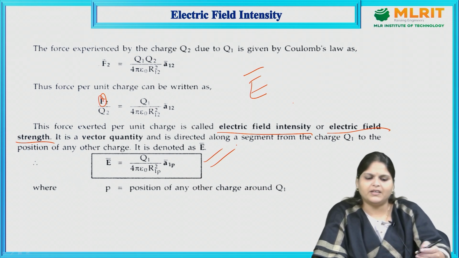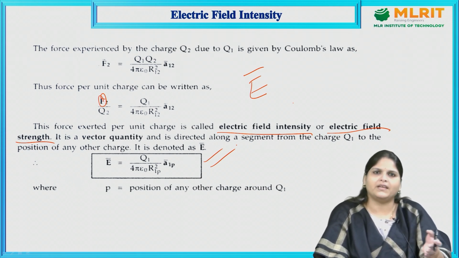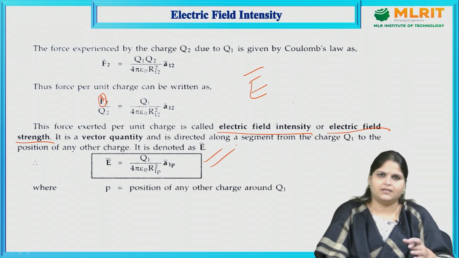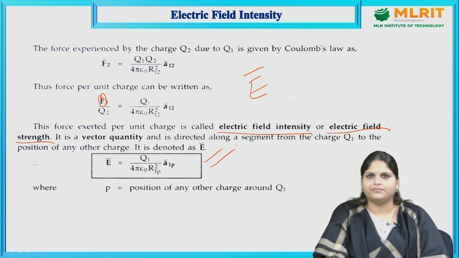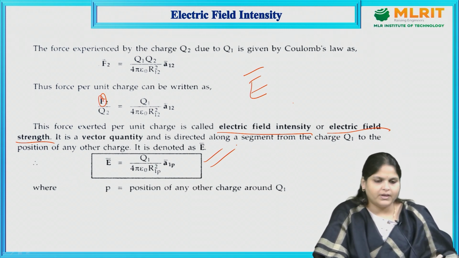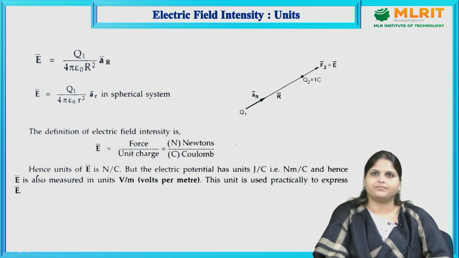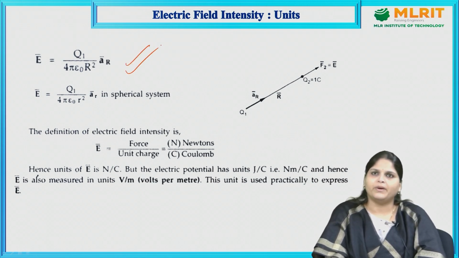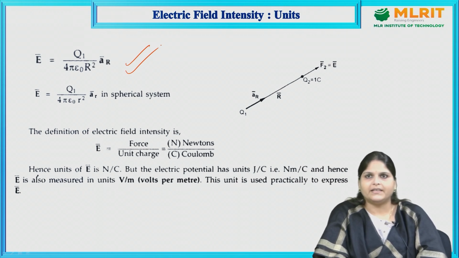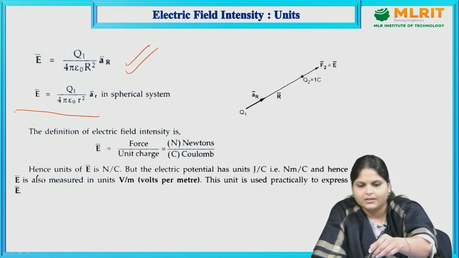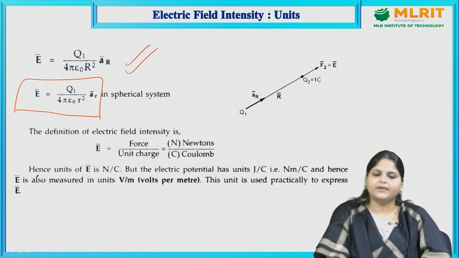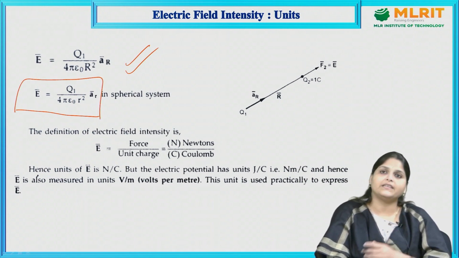Here we have taken P. P can be the position of any other charge, like 2, 3, 4, 5, 6 and so on, any number of charges. So this is the formula for electric field intensity: E is equal to q upon 4 pi epsilon naught r square AR. In the spherical system you can write it like this, where the unit vector becomes AR, along the radius of the sphere.